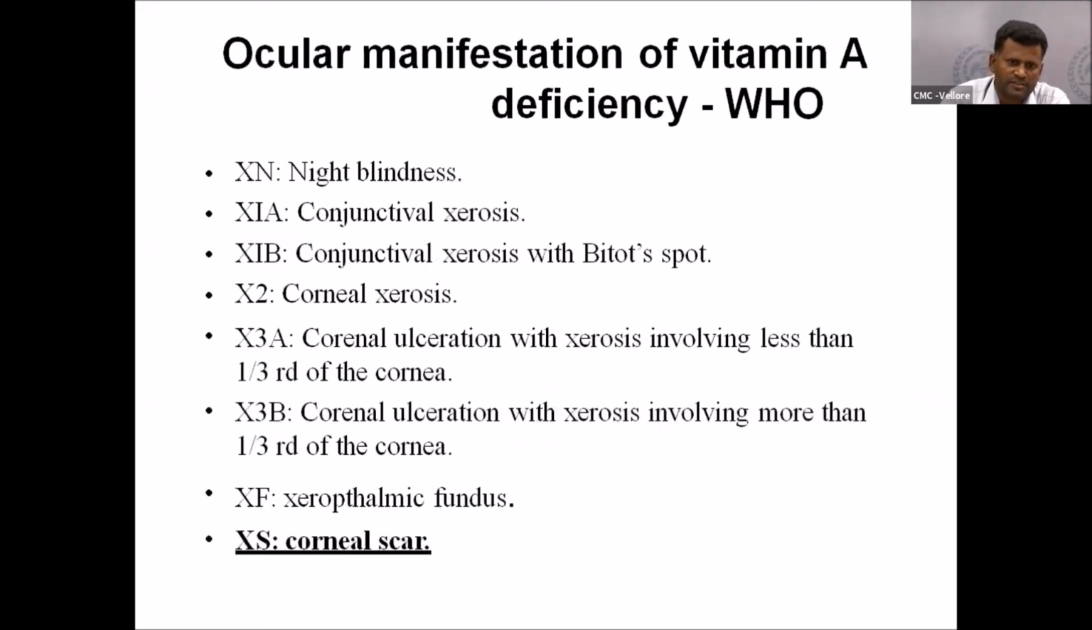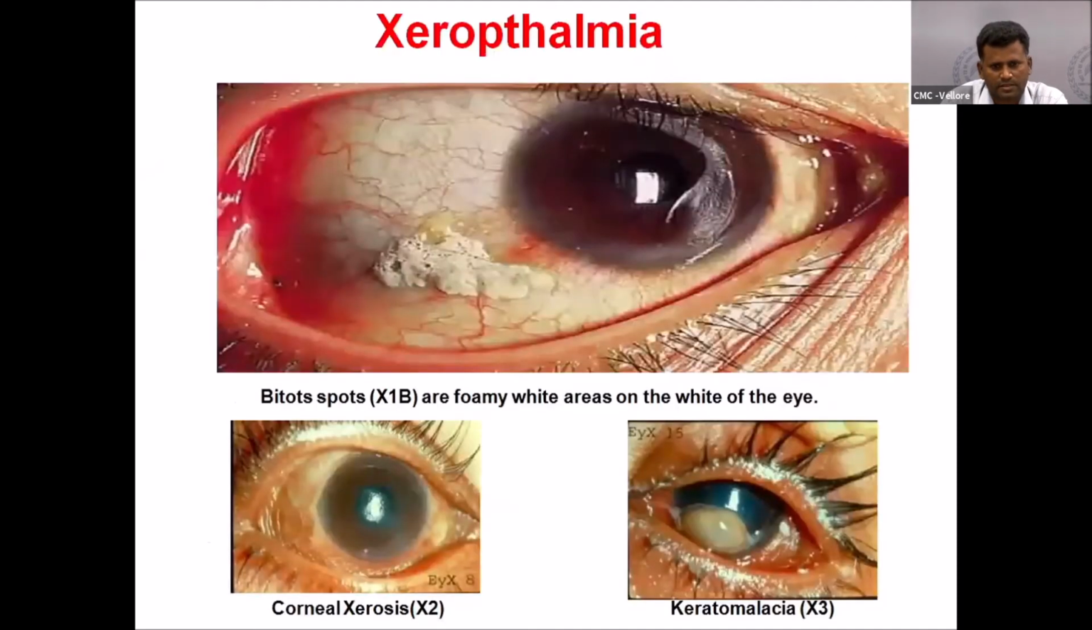So ocular manifestations, as per WHO, have been classified as: night blindness, then conjunctival xerosis, and then 1B is conjunctival xerosis with Bitot spots, 2 is corneal xerosis, 3 is corneal ulceration, 3A is if less than 1/3 of the cornea is involved, 3B is if more than 1/3 of the cornea is involved, and XF is xerophthalmic fundus, and XS is corneal scar. These are some of the pictures.